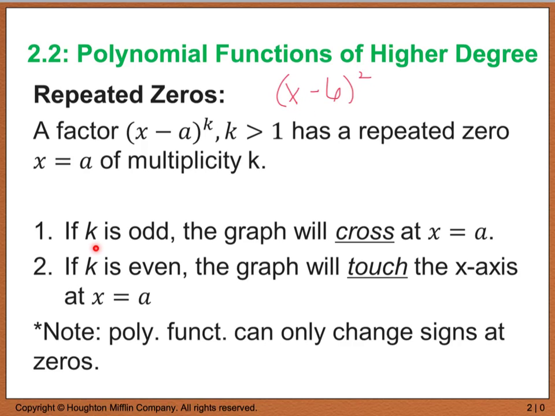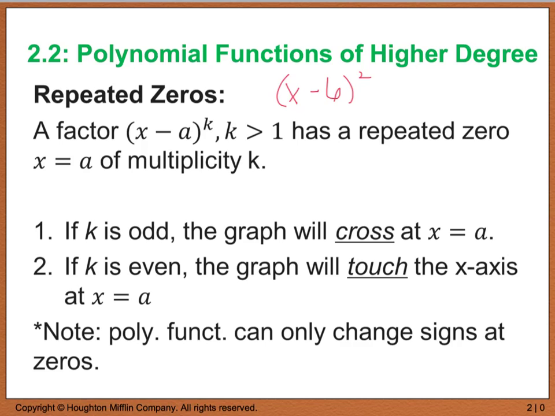Now if k is odd, then our graph will actually cross the x-axis at x equals a. If k is even, as in the case that we had in the previous example, then our graph will just touch the x-axis. It will not actually cross it.